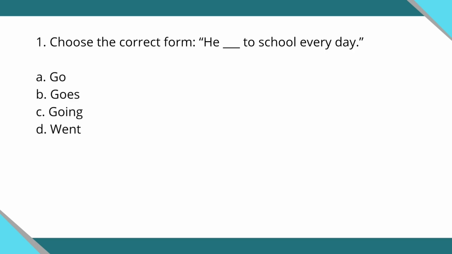Question number 1. Choose the correct form. He to school every day. Letter A. Go. Letter B. Goes. Letter C. Going. Letter D. Went.